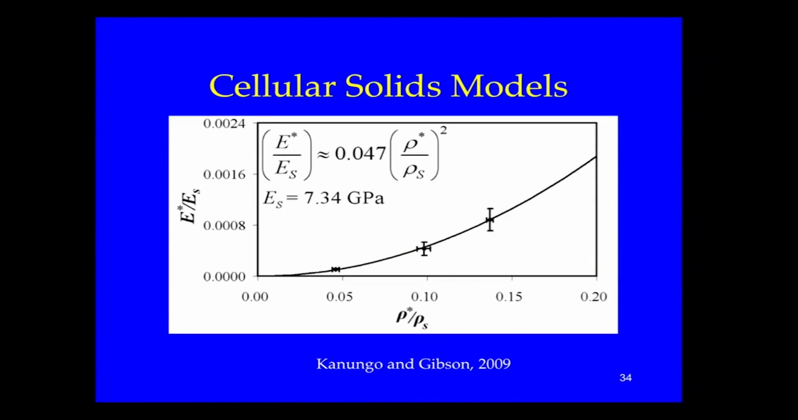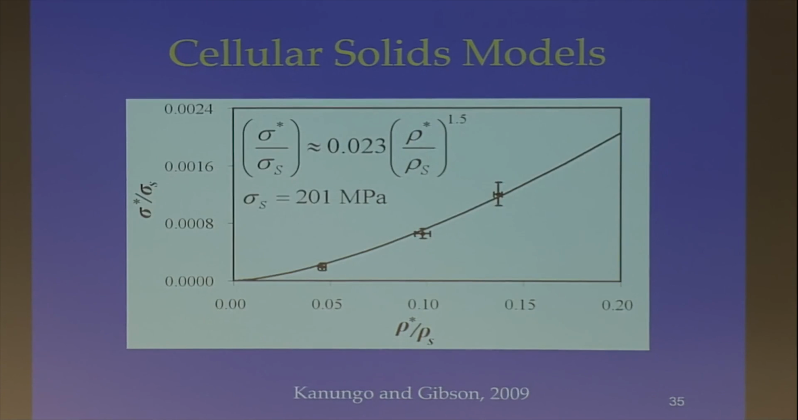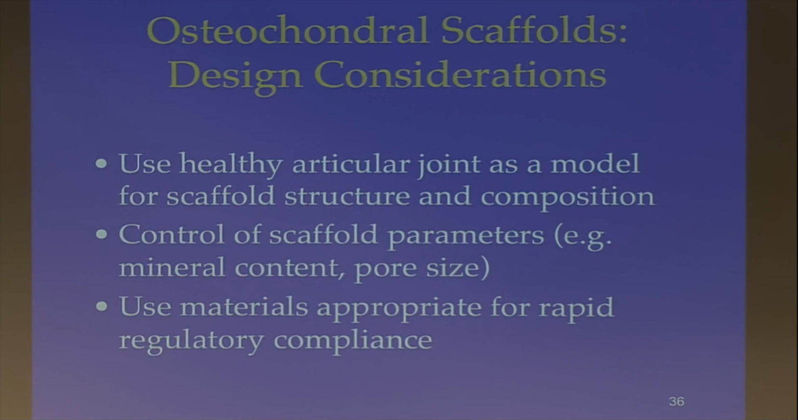And then here's a plot of the scaffold modulus divided by the solid modulus against the relative density. And this line here, the curve, is a squared relationship. So that's kind of what we'd expect for the foam models. And this is the strength. These things fail by a sort of plastic or a brittle kind of failure. And this curve is a 3/2 power with relative density. And again, that's what you'd expect from the cellular solids model. So they give you a reasonable description of the behavior of the mineralized scaffold.